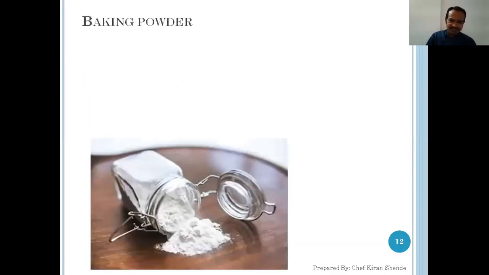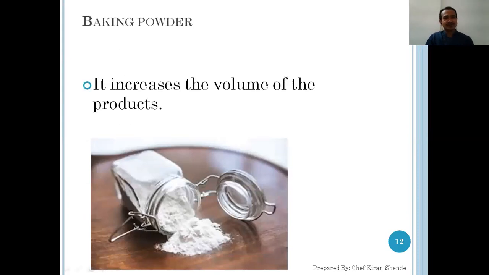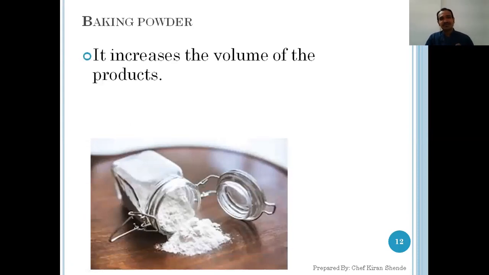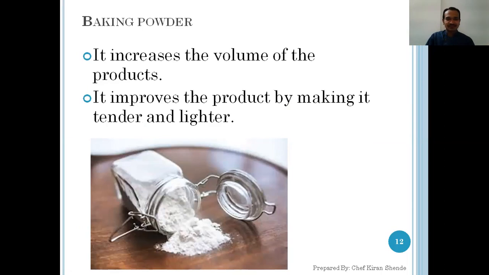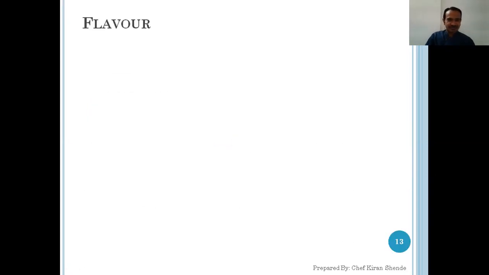The next ingredient is baking powder. Baking powder will increase the volume of your product. How will it increase? Because it's a chemical leavener. It will react with the moisture of the cake and produce CO2 gas, and that's how the volume of the cake increases. It improves the product by making it light and tender. So that is the function of baking powder.